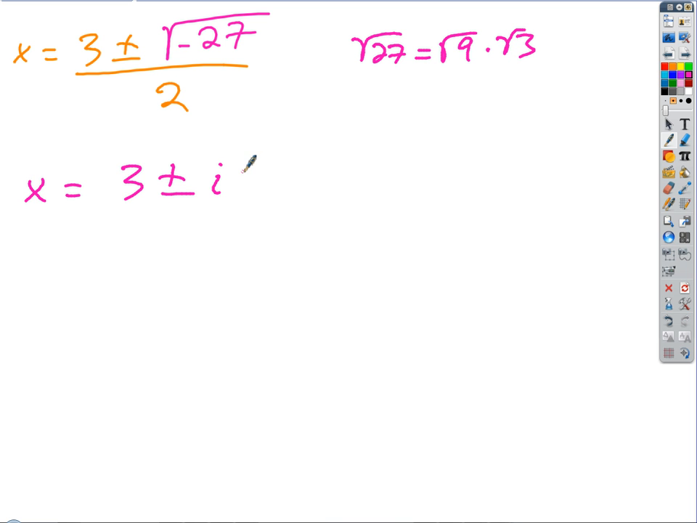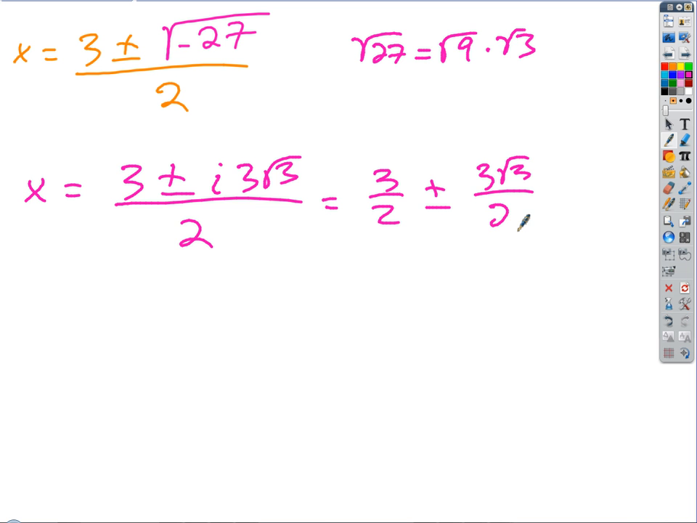So I could write that as times 3 radical 3, all divided by 2. Okay, and that's an okay answer, but if I break this up into a complex number in standard form, that looks like 3/2 plus or minus 3 times the square root of 3 over 2 i. Okay? Two important things just happened there that I want you to recognize.